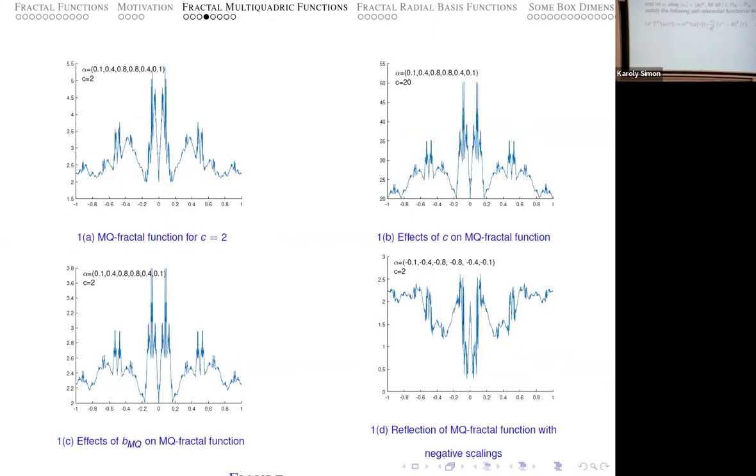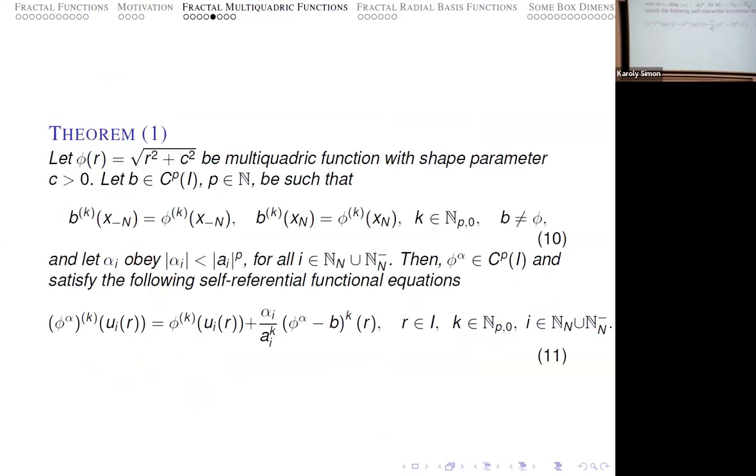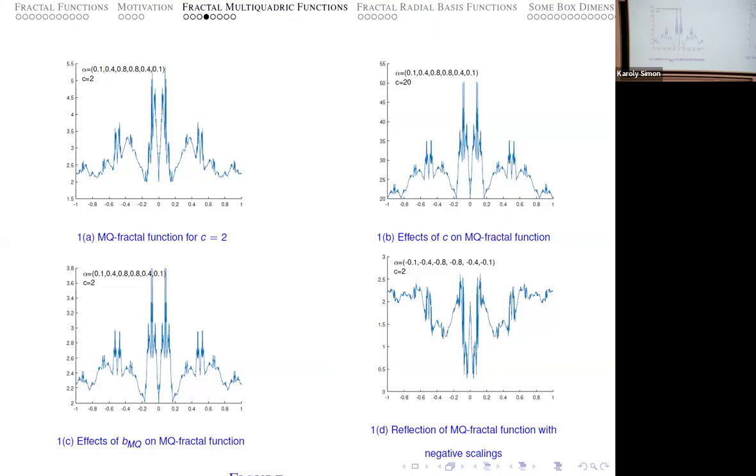These functions are very irregular, so if you want a smooth function, suppose it has to be p times differentiable, then alpha has to be chosen as a_i to the power p, and this base function has to satisfy this condition so that we will get this self-referential equation. That means this type of multiquadratic function will be smooth in nature.